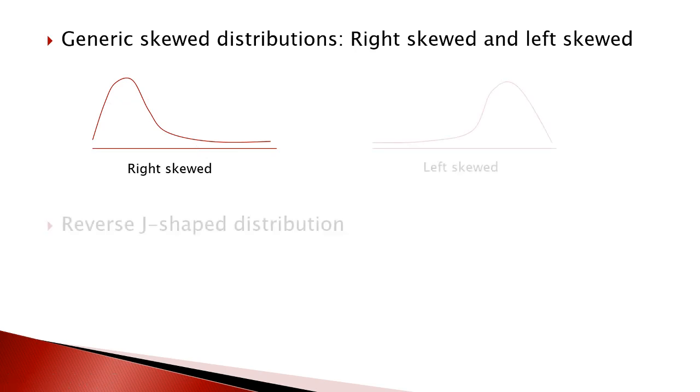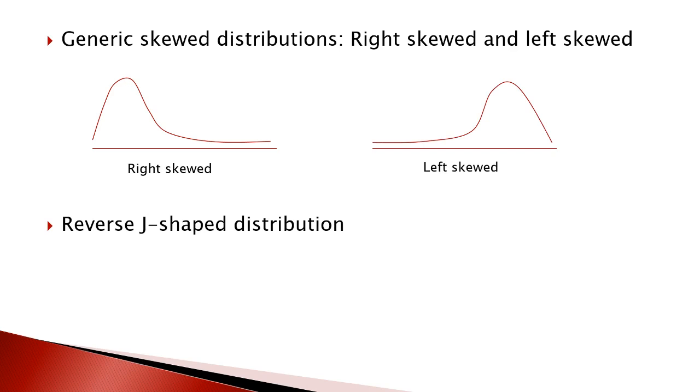And there are three other shapes as well that we need to consider when we are dealing with graphs. There are generic skewed distributions. Those are called right skewed and left skewed. For right skewed, the skewness is on the right side, and most of the data are on the left side. And for left skewed, the skewed part is on the left side, and most of the data are on the right side. That's how we identify right skewed graphs and left skewed graphs.